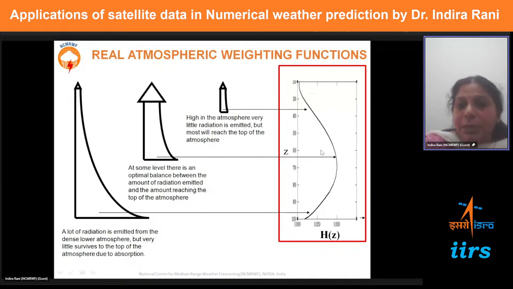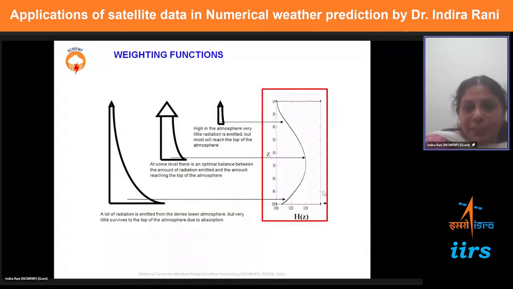So this is the maximum energy the satellite is seeing. The satellite sees from the lower atmosphere and the upper levels also, but the maximum energy it sees is from the level at which there is a balance between the amount of radiation emitted and the amount reaching the top of the atmosphere. Higher in the atmosphere, very little radiation is emitted, but most of it will reach the top of the atmosphere. So this is the shape of the weighting function, and it determines from which portion of the atmosphere the satellite is seeing the maximum information.